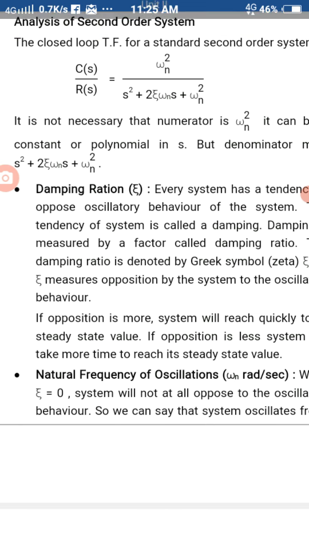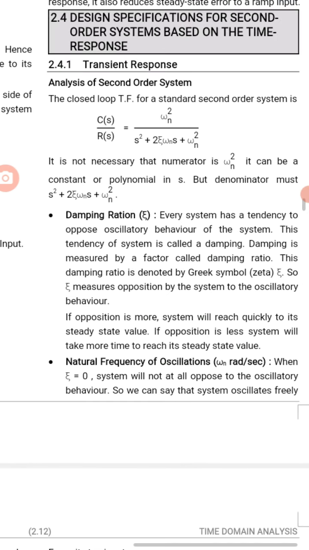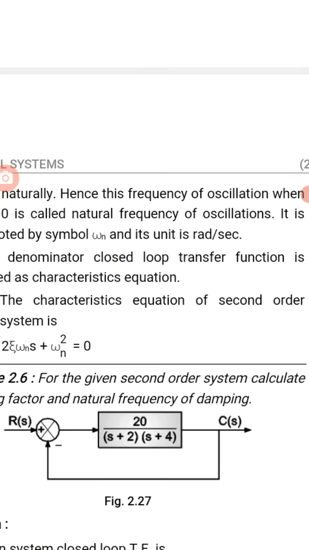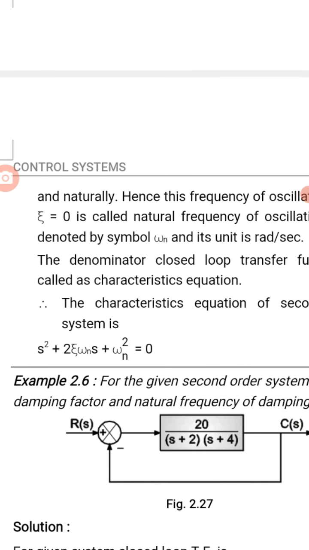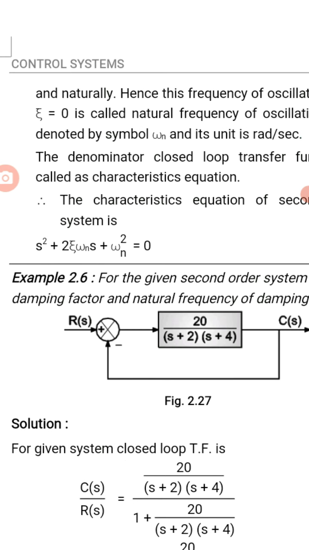Now, zeta has different values. One is, it is greater than 1. Second case, it is equal to 1. Third case, it is between 0 and 1. And lastly, it will be 0. That means such 4 types of cases we will learn in today's topic. If zeta is equal to 0, that means there is no damping. So the characteristic equation of the second order system becomes s square plus omega n square is equal to 0 if the damping factor is 0.